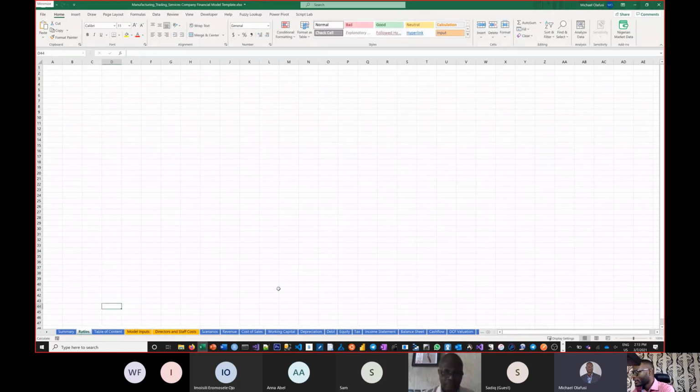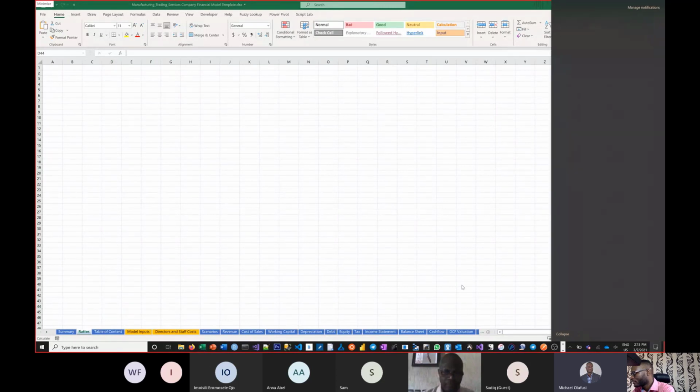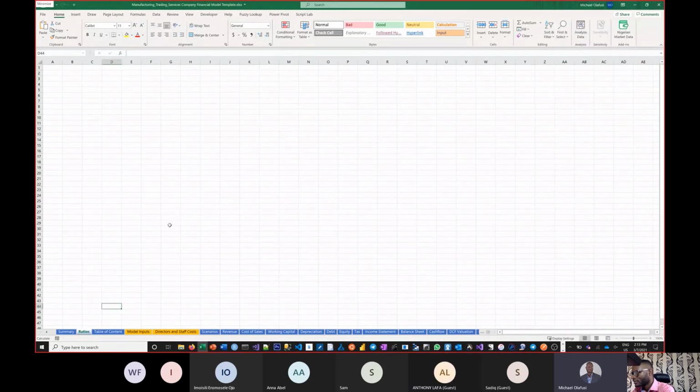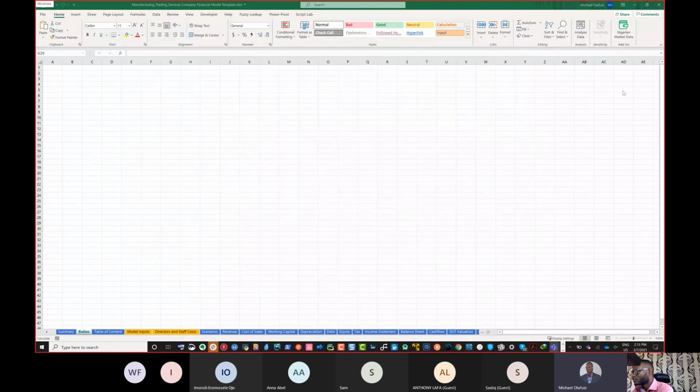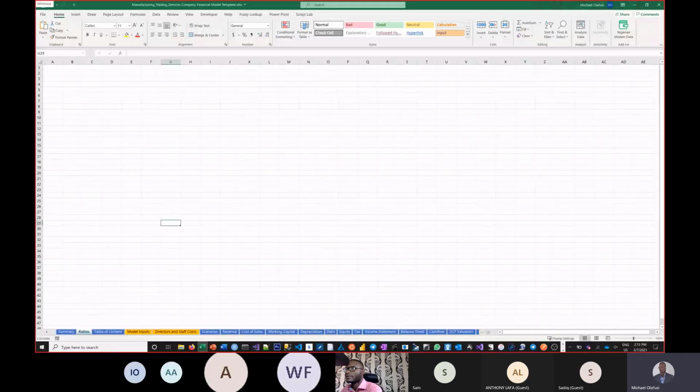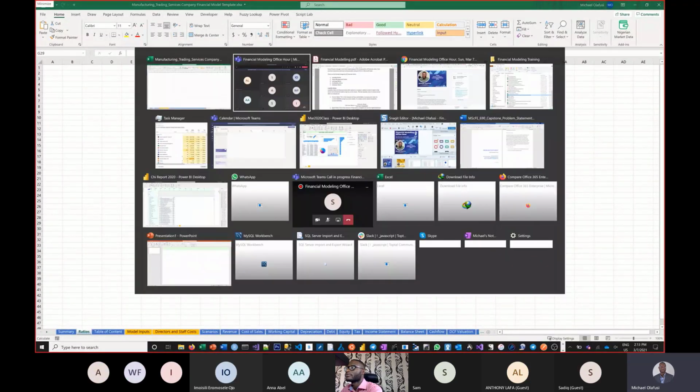Let me do something that will make you see my screen better. I think something has gone wrong with my screen sharing. Okay, I'm going to reshare screen one. Okay, awesome. So now I should see my screen.